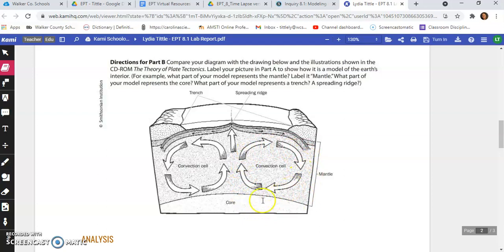Heat rises, cool air sinks. Same thing here. And this can cause ridges or trenches to form, because when this mantle material gets warmer from all that movement, it can spread and cause a spreading ridge. And it can spread to the point that you end up having a fairly large trench in the earth.